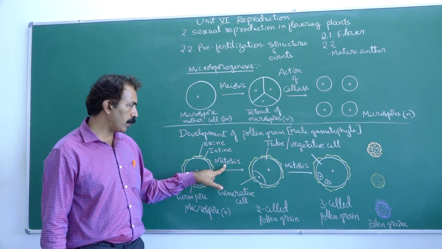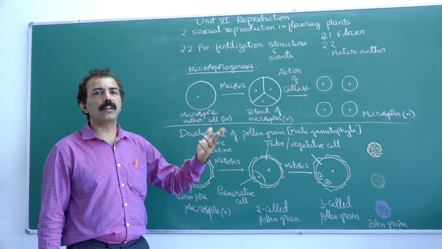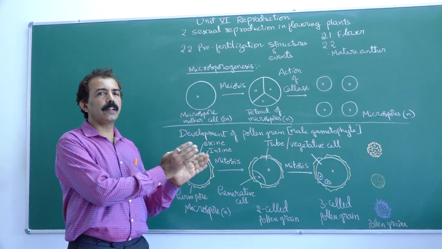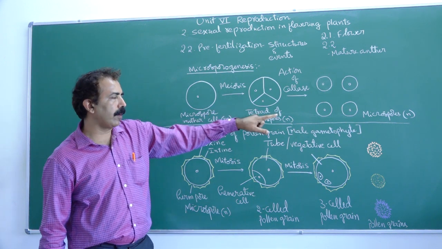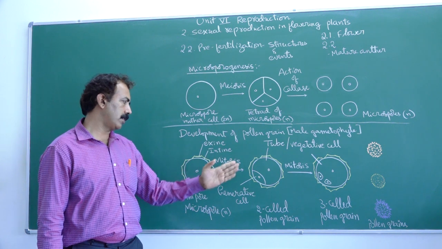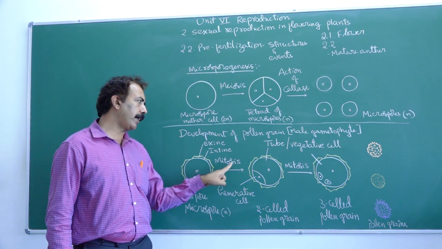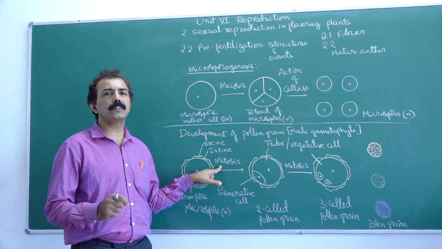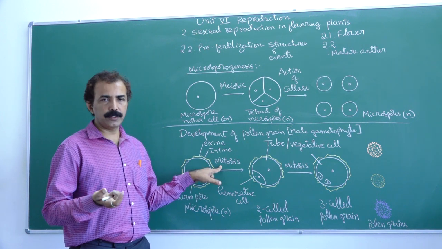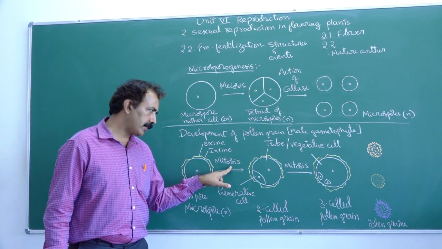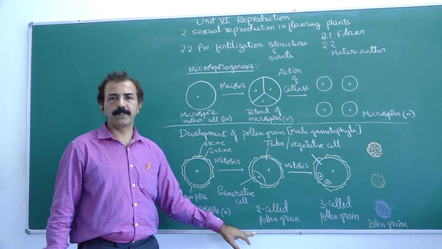This cell now undergoes mitosis. You have studied that meiosis cannot repeat. Meiosis happens only once because the chromosome number is reduced from diploid to haploid. You cannot expect one more meiosis. Then it would become n by 2, which is meaningless. So now it can only undergo mitosis. Mitosis is somatic cell division where the chromosome number is maintained the same division after division. So there is a mitotic cell division resulting in a two-celled pollen grain.